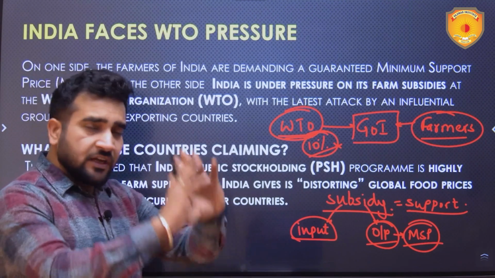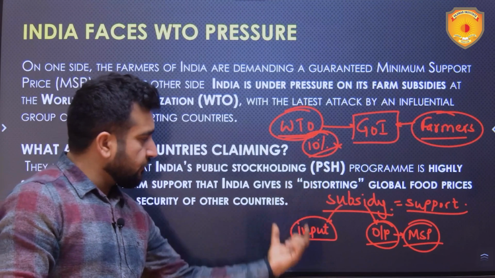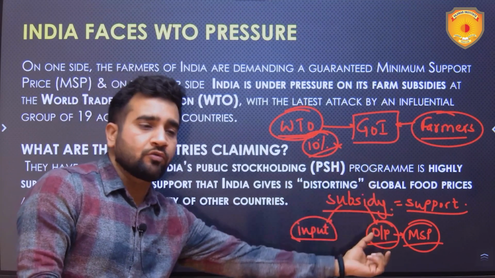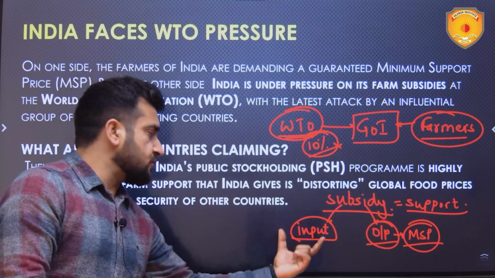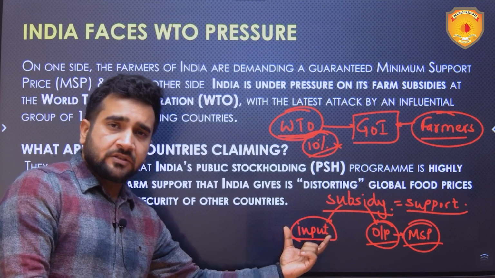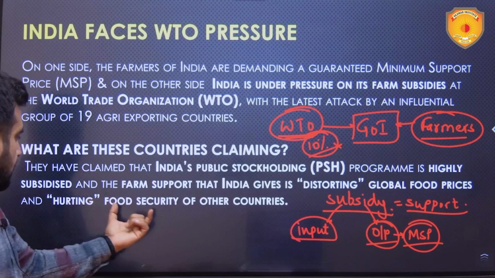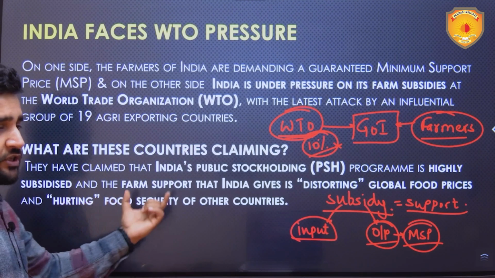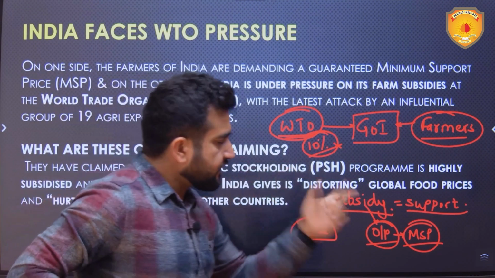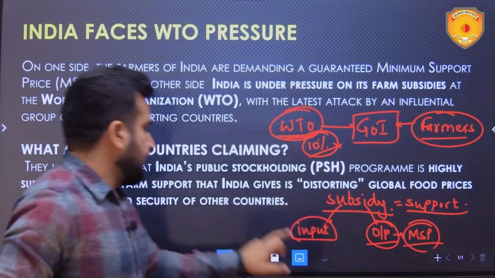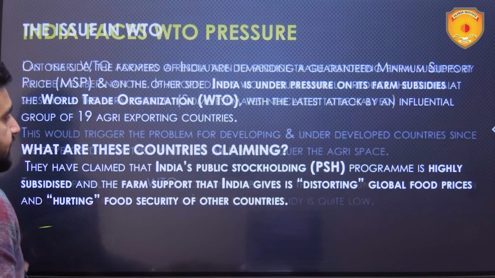So basically they are saying both things: that you give a lot of input subsidies and a lot of output subsidies also, India, which is distorting global food practices, and it is also hurting the food security of other countries. Both things are happening with India's farm subsidies, as the countries claim.